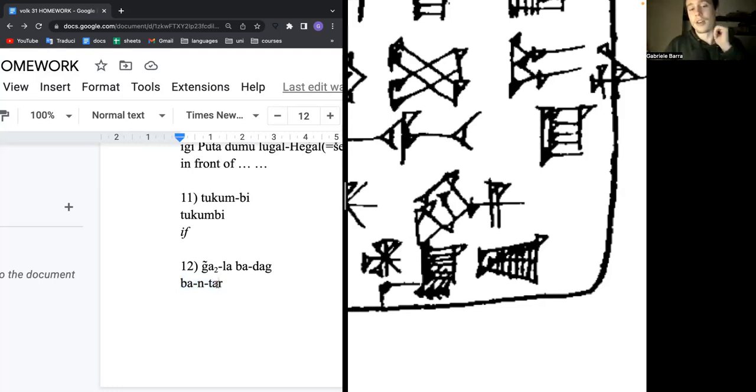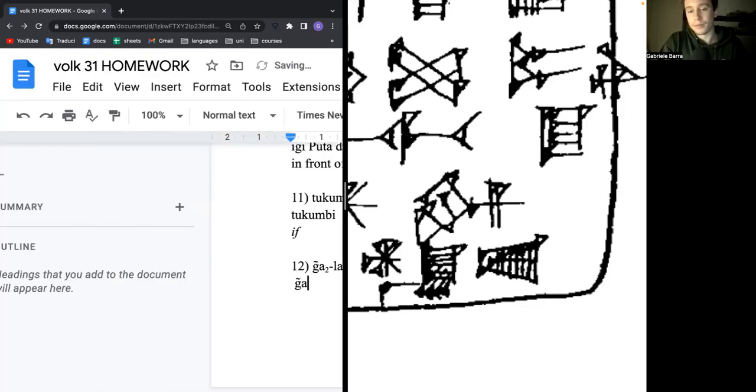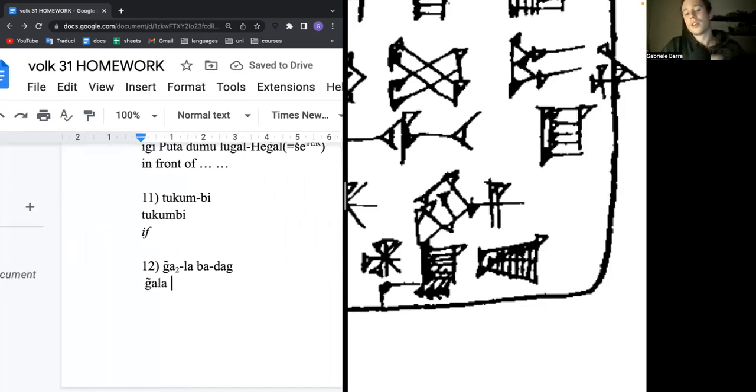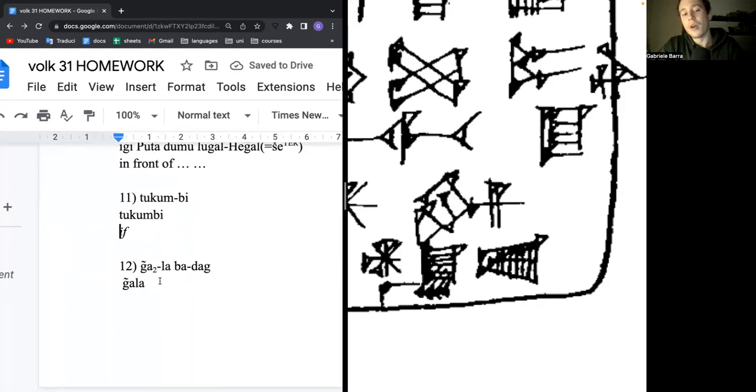This is a lot to take in, I know. But in this case, we have no subject. So it's just balag, right? But how would you translate it then? If they were made idle, if they were incapacitated.